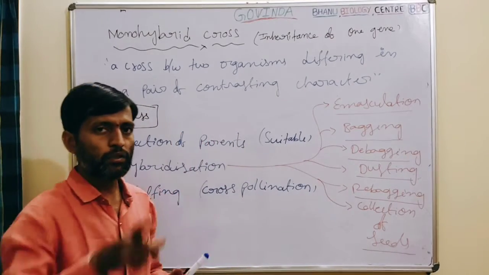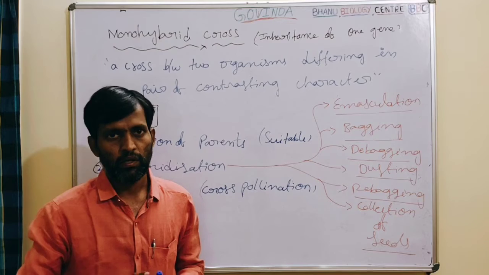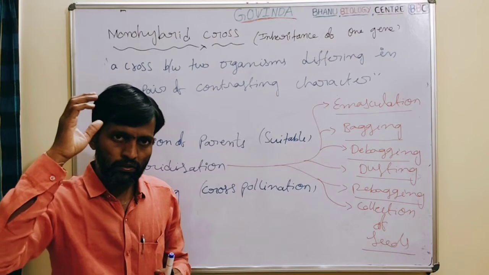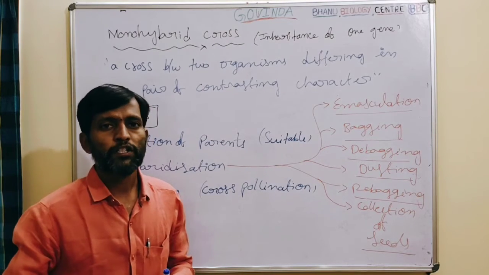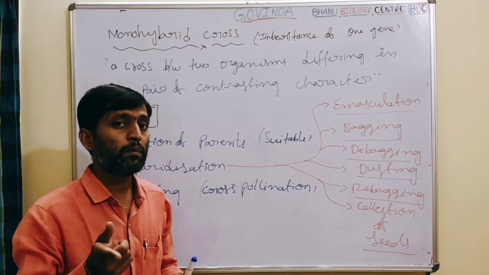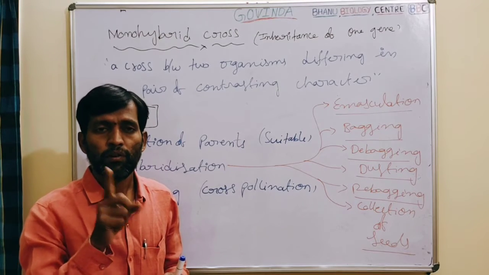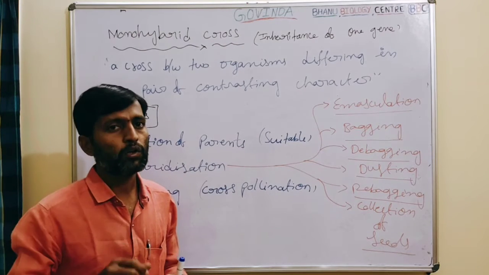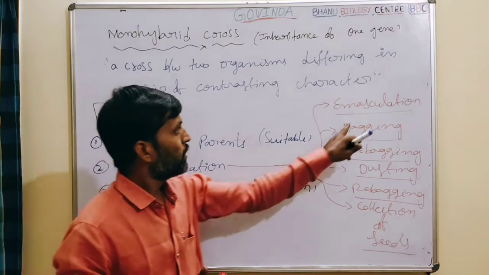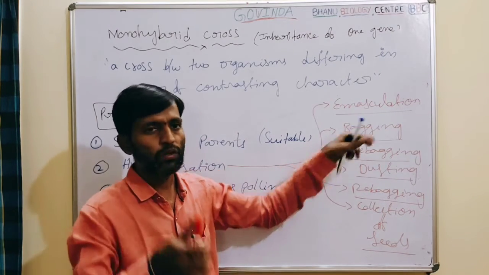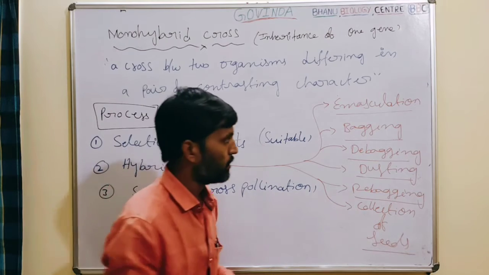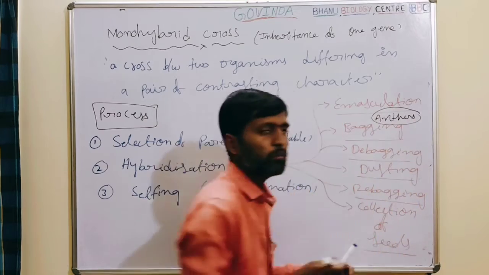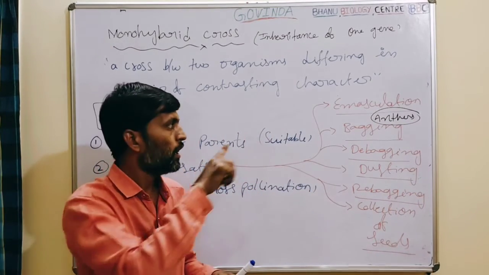So what is emasculation? Actually, the pea plant has bisexual flowers, so both the reproductive structures are present in the same flower. Self pollination is common in the pea plant. But for the experiments, Mendel preferred cross pollination. So we have to remove one reproductive structure from the flower. Here he performed the emasculation technique. Emasculation is nothing but the removal of anthers from the flower.